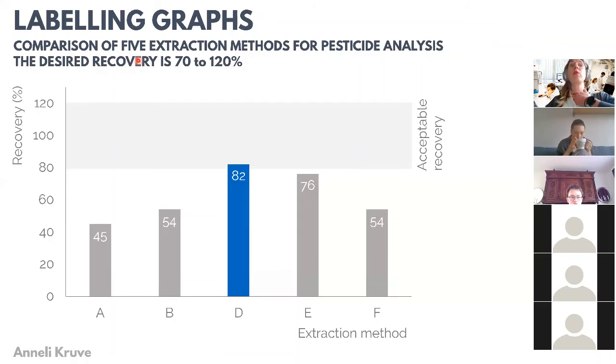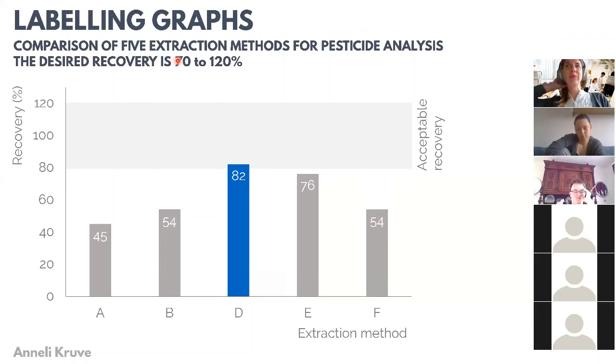But if you, for example, also want to show this desired or acceptable recovery range, then we might add to our graph another feature, a small range where the acceptable recovery is. And then it becomes obvious why we have highlighted the extraction method D, because this is the one that reaches our acceptable recovery. It fits the requirement. I have a mistake in the head of the graph. It should be 80 to 120. I'm sorry. I have a typo.